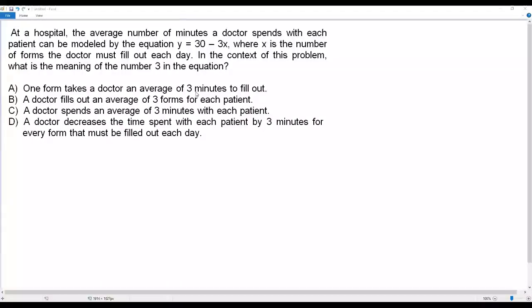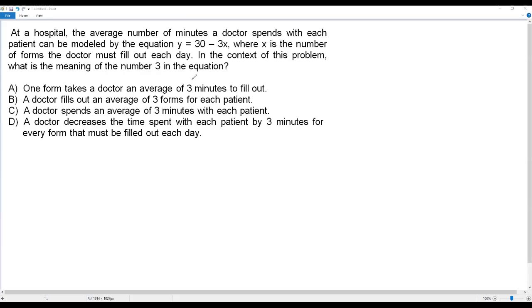Here is an SAT math question. Okay, let's go to the information. At a hospital, the average number of minutes a doctor spends with each patient can be modeled by the equation y = 30 - 3x, where x is the number of forms a doctor must fill out each day. In the context of this problem, what is the meaning of the number 3 in the equation?